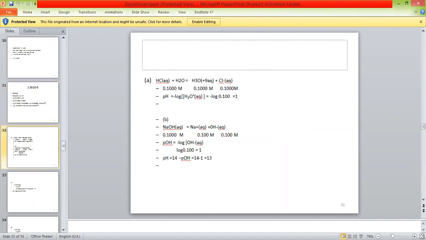So if you check out the first one there, A, the answer was 1, B, the answer was 13, which is right with your answers.